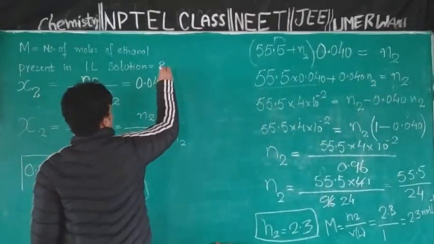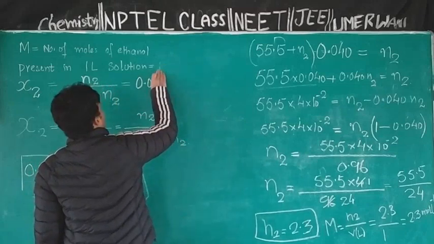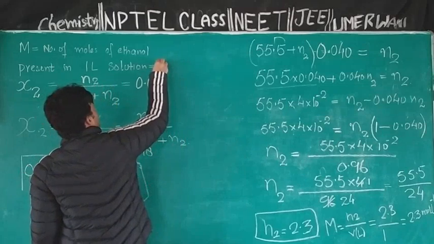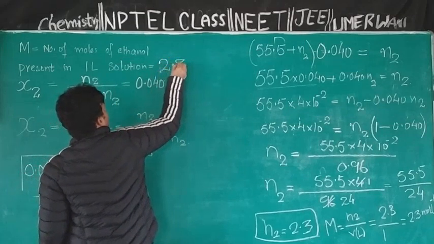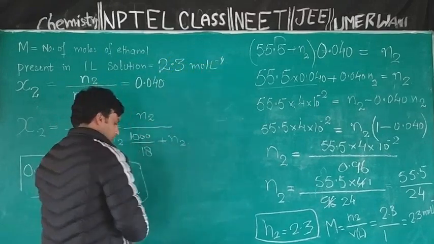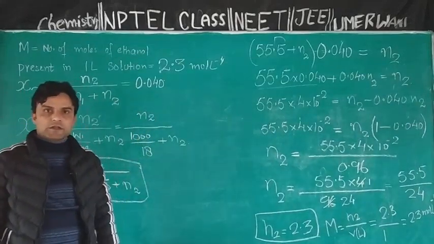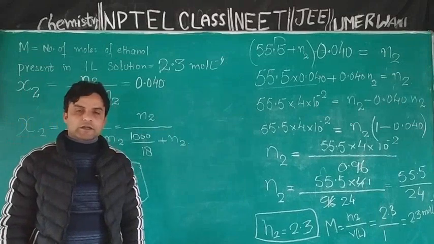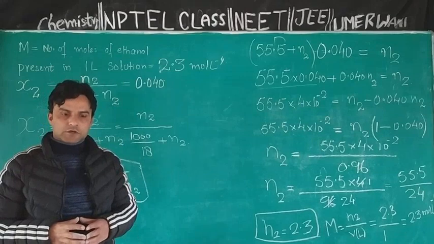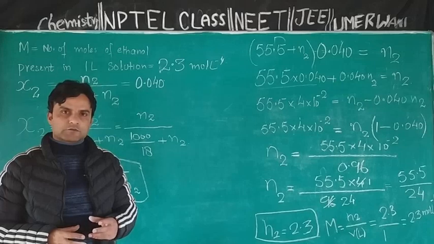So answer to this numerical problem is that molarity of solution of ethanol in water is 2.3 mole per liter. If I may recall this numerical problem for you one time, given was solution of ethanol in water, we identified ethanol is solute, we will represent it by 2, water is solvent, we will represent it by 1.